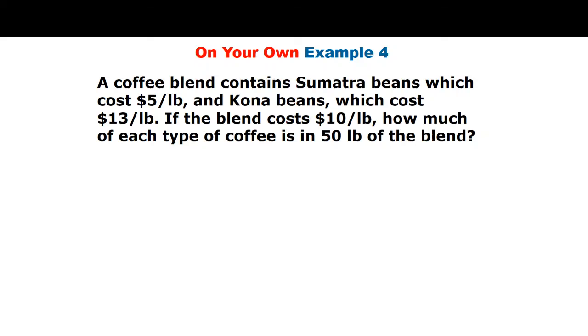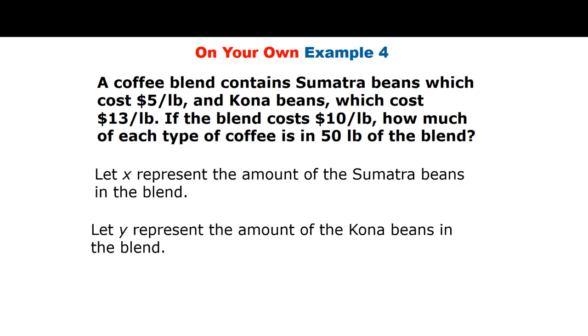It says a coffee blend contains Sumatra beans, which cost $5 a pound, and Kona beans, which cost $13 a pound. If the blend costs $10 a pound, how much of each type of coffee is in 50 pounds of the blend? All right, so here we go. We're going to let x represent the Sumatra beans, and we're going to let y equal the Kona beans. So our first equation is just going to be x plus y, the Sumatra beans and the Kona beans, and that has to equal 50 because we want 50 pounds in there.